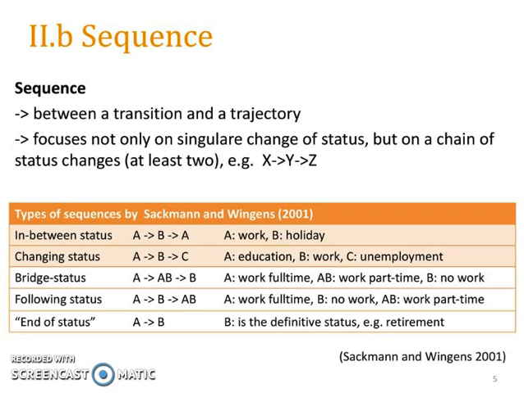And the last status is end of status. It means we move from A to B. So here B is the definitive status, for example, a retirement. So as you see, the end of status means it ends with retirement.